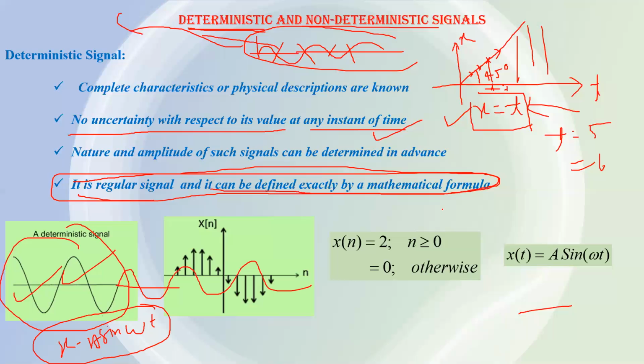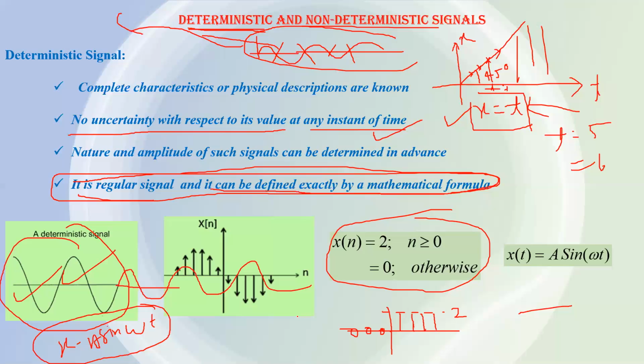Similarly, this is a deterministic signal because its characteristics is clearly known. You can draw a plot. If n is greater than 0, then its value is 2. This is 2. And if n is less than 0, its value is 0.